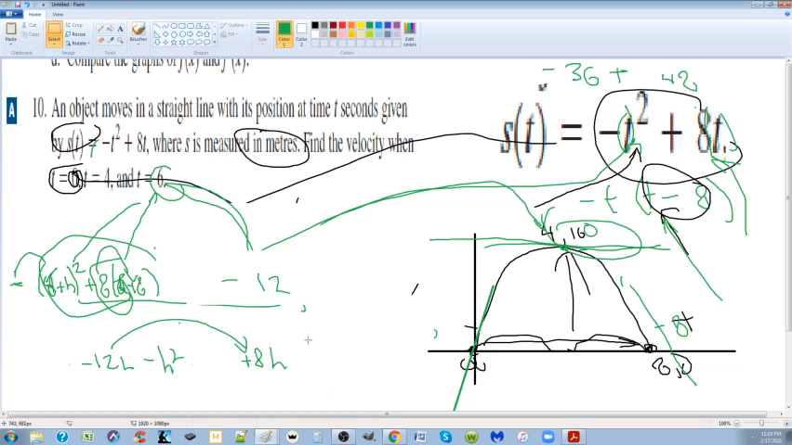I think now I got something else wrong. 6 times 8 is 48, yeah, plus 8h. And that other one, is it plus 12h?